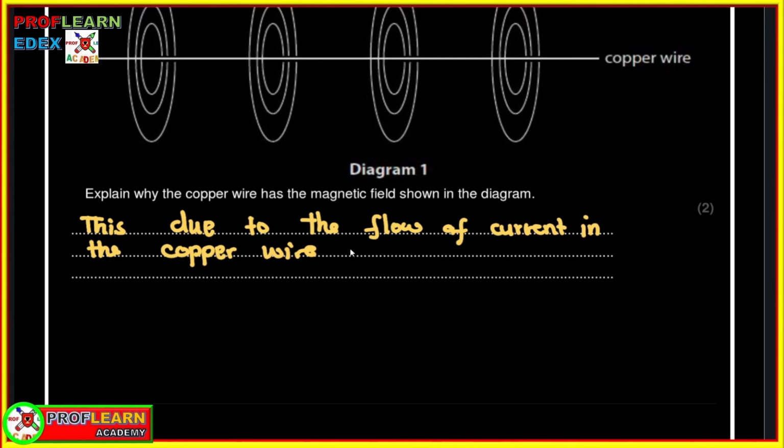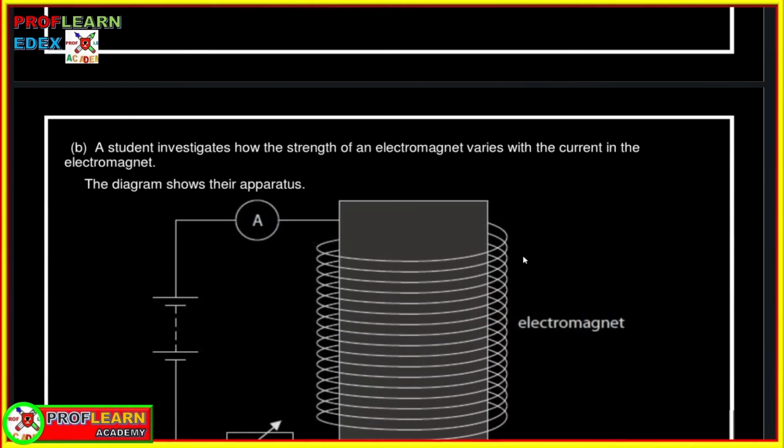Then we can use Fleming's grip rule, rather the right hand grip rule, in order to determine the direction of the field. So we can say in that case that the field exists around the current, the field exists along the wire or around the wire because there is a flow of current inside that.